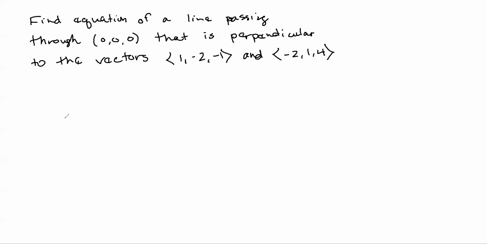And so one thing you could do is draw yourself a little picture. Let's say this is (0, 0, 0), and we want a line that is perpendicular to these two vectors. So let's just draw two vectors. These vectors are not parallel, so you could just draw any two vectors. We'll call the first one x, and the second one y.